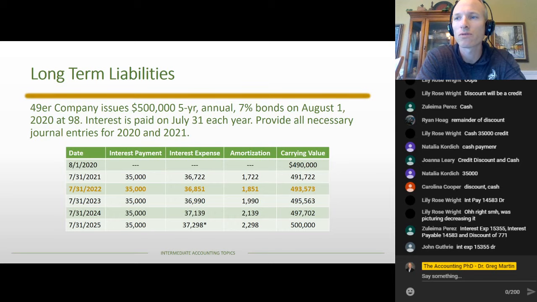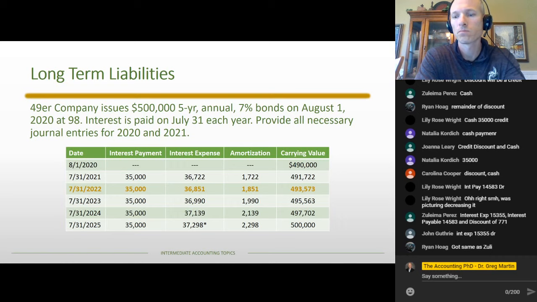Yeah, we're accruing the interest payable, so we're increasing the liability, and then of course when the payment is made, that's when we would decrease it. Ryan got the same as Zuli. Good.